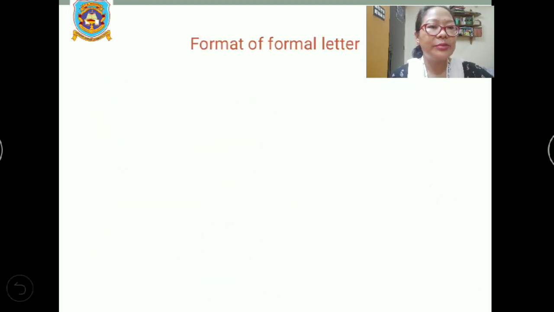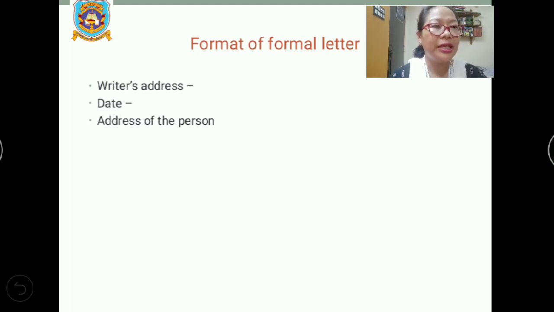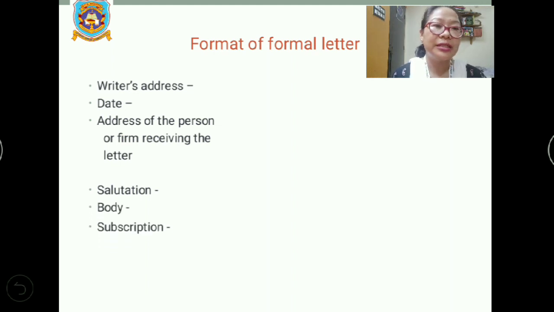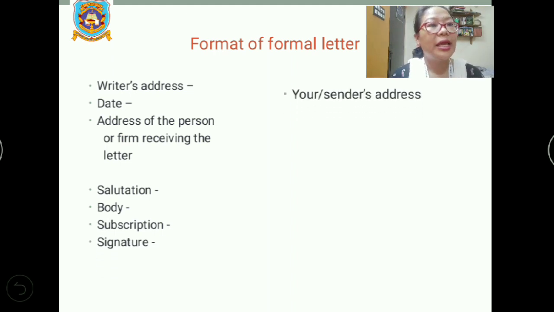Now there is a specimen here. These are the parts of a formal letter. I will give you a specimen also. Writer's address, then comes the date, the address of the person or the firm receiving that letter, then comes the salutation, that means Respected Sir, Madam, the body of the letter, the subscription, that is the polite ending, and the signature, right?